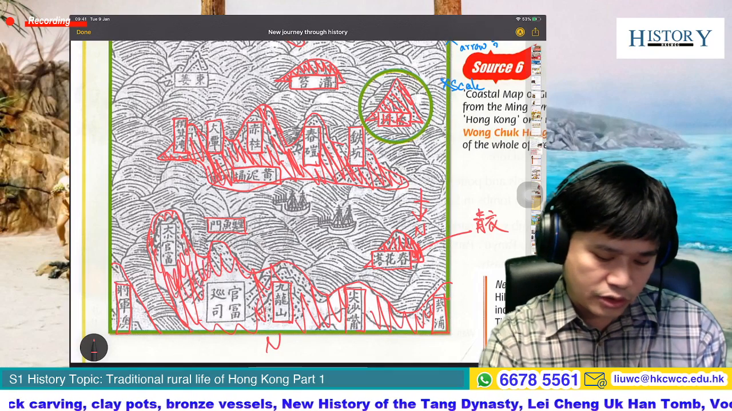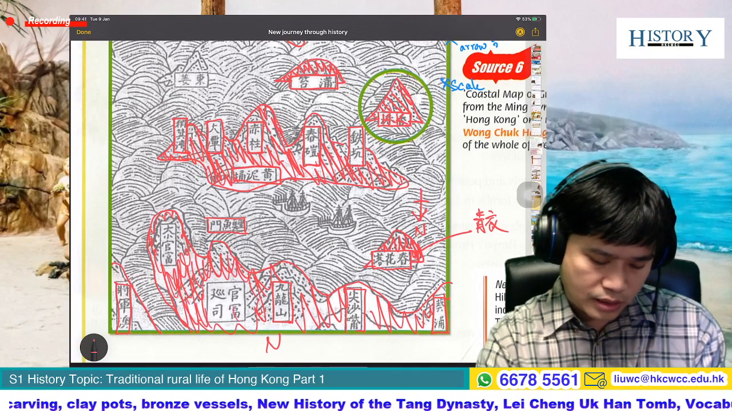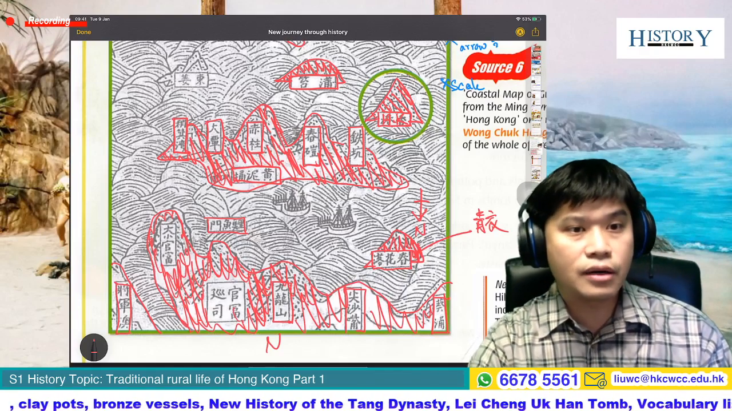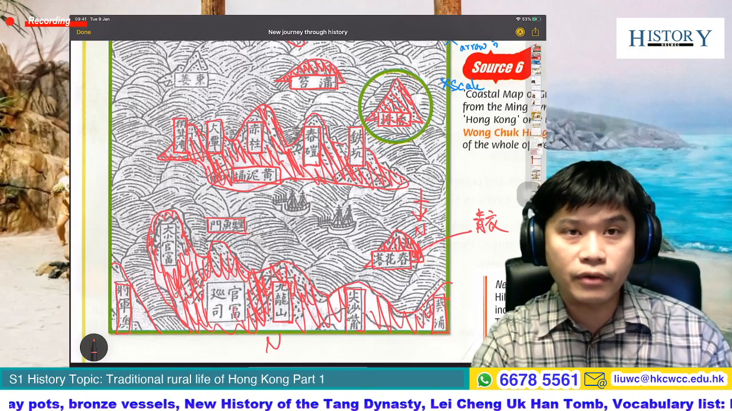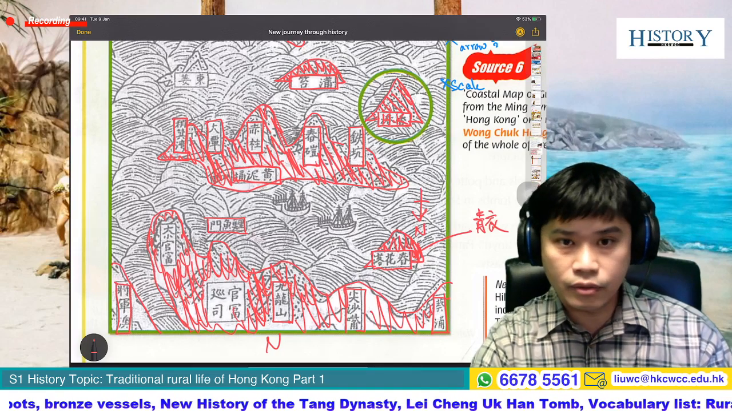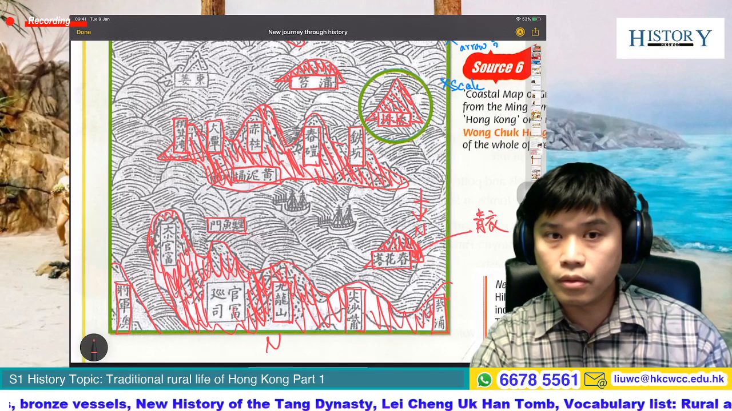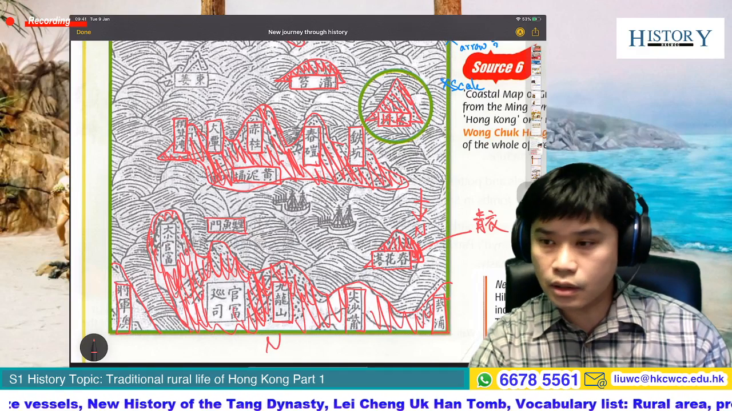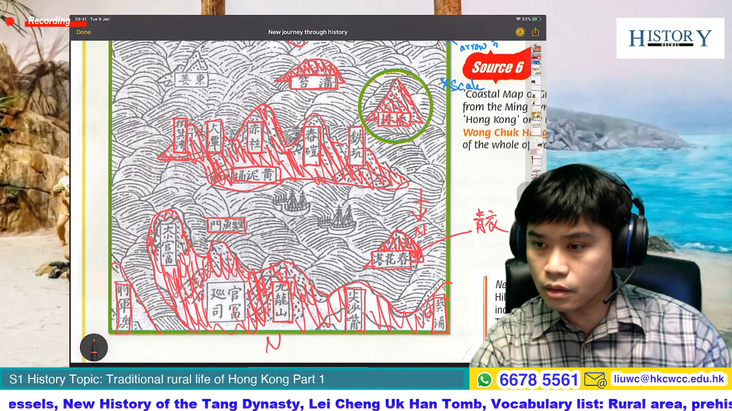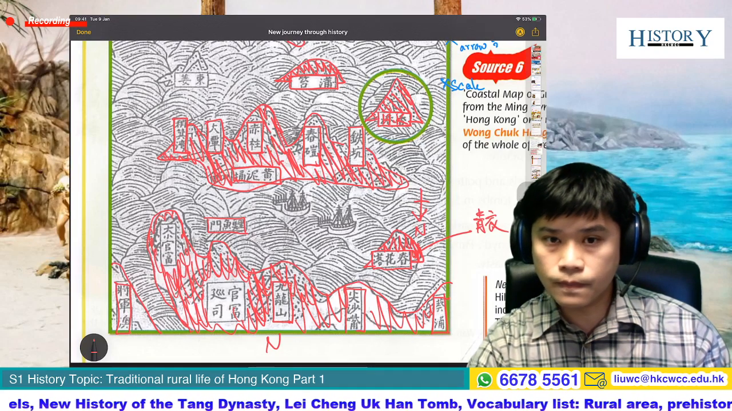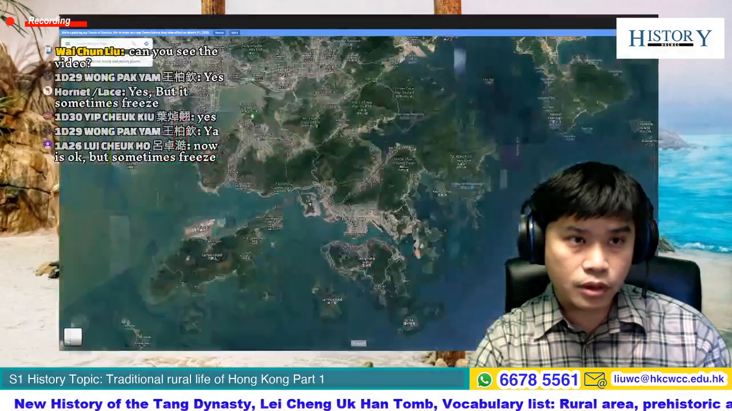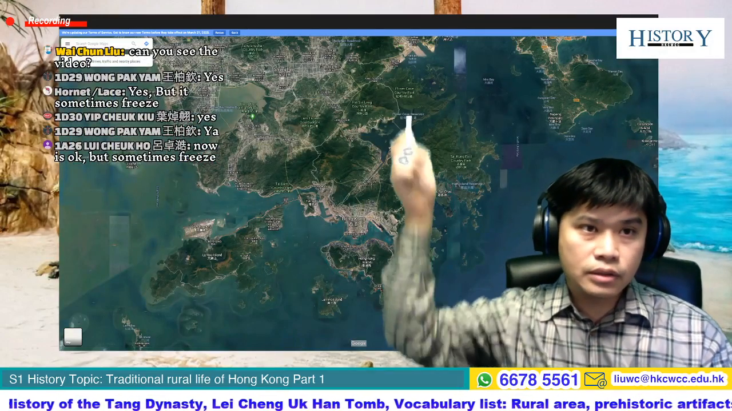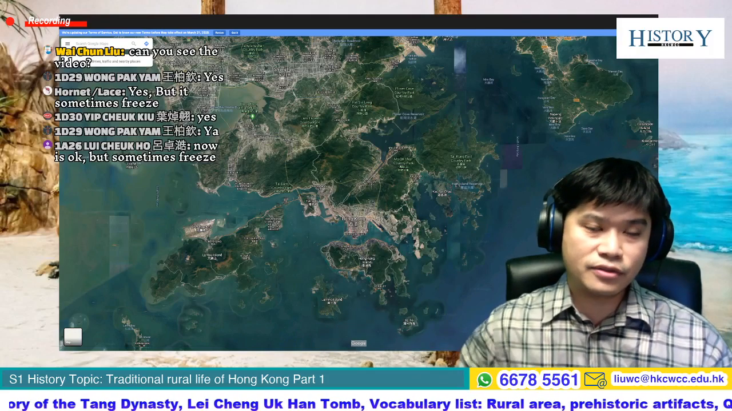So therefore, from this map, actually, we can see a lot of places. We can observe even Hong Kong. So let's have a look at the map of Hong Kong right now. Okay, like this. So this is north and this is south.